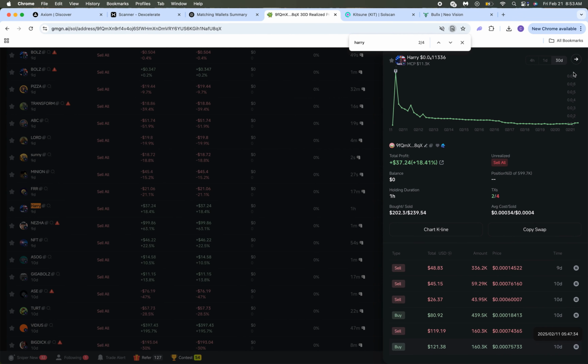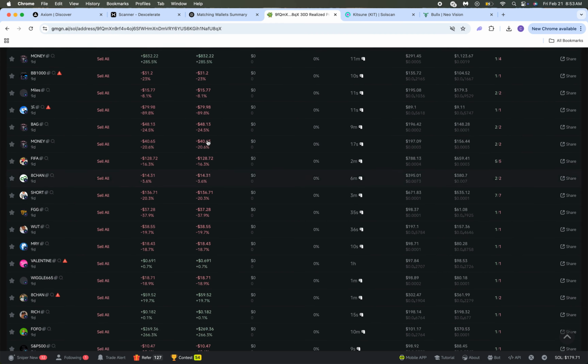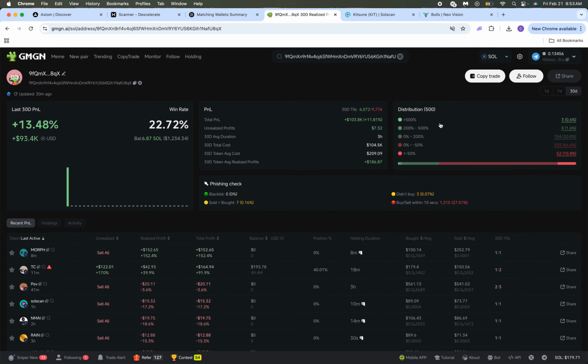The only thing I don't like is that he's in so many trades. I even put a copy trade on him, but I don't think he's going to be profitable for the long haul. My GMGN is just not working today. It's just the amount of trades. We go back up and look, we can see here he's profitable, but with a win rate like this, you'd probably just have to copy his sells.